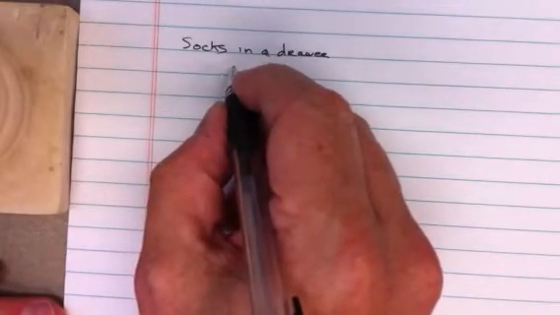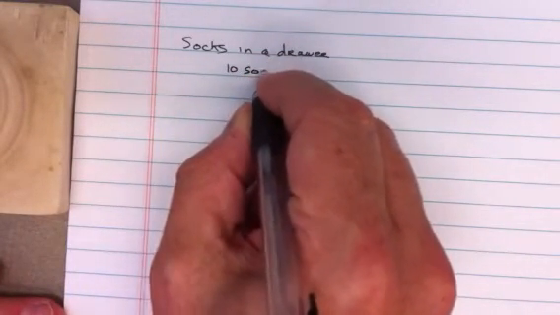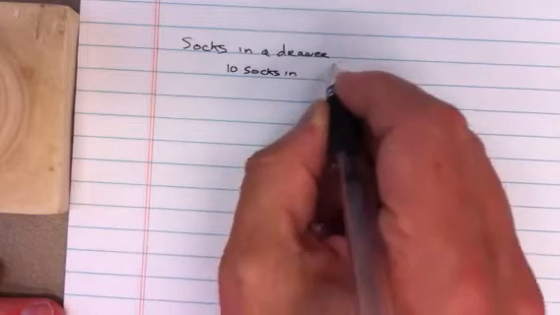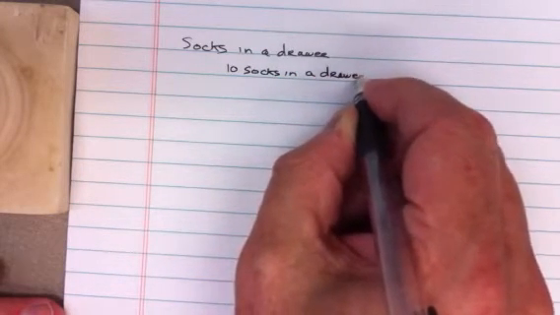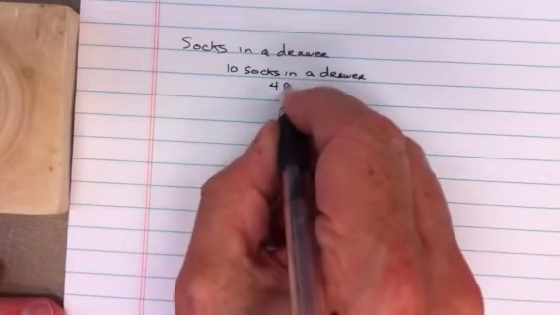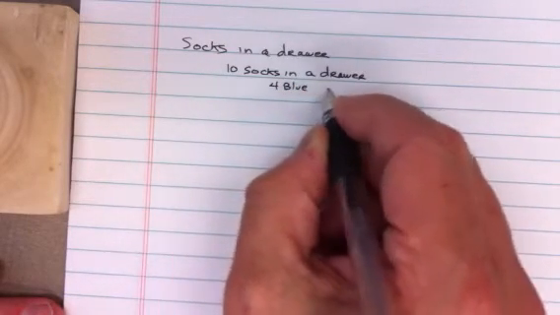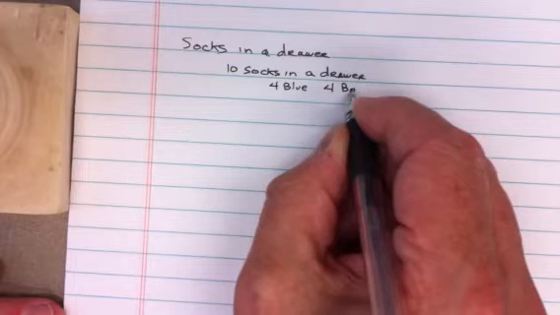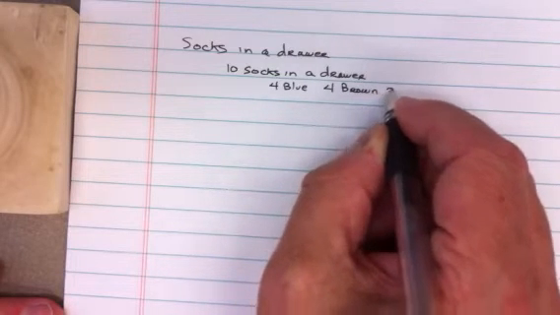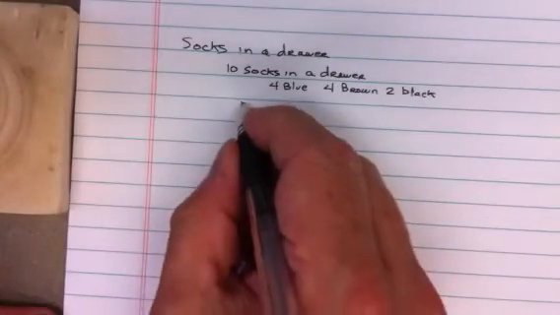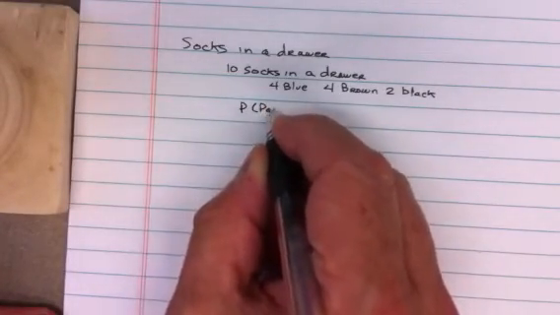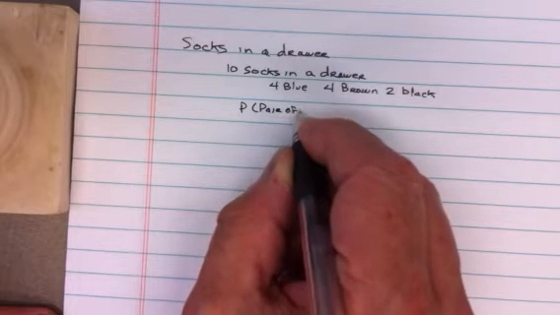We have 10 socks in a drawer. And 4 of them are blue, 4 are brown, 2 are black. So our first question is, what's the probability of getting a pair of blue socks?